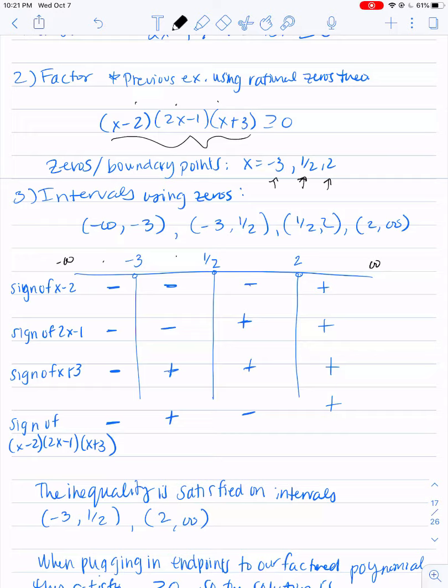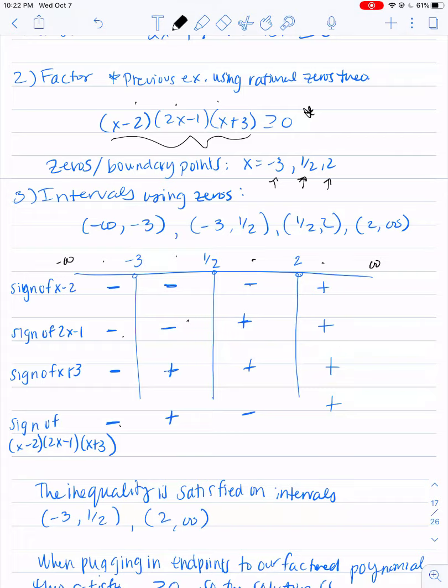So we take test values in between each interval and then plug them in to f here. Here we have our negatives and positives. We just want the signs. So the sign of x minus 2 times 2x minus 1 times x plus 3. A negative times a negative is positive. Positive times negative is negative. So we're negative for the interval negative infinity to negative 3.